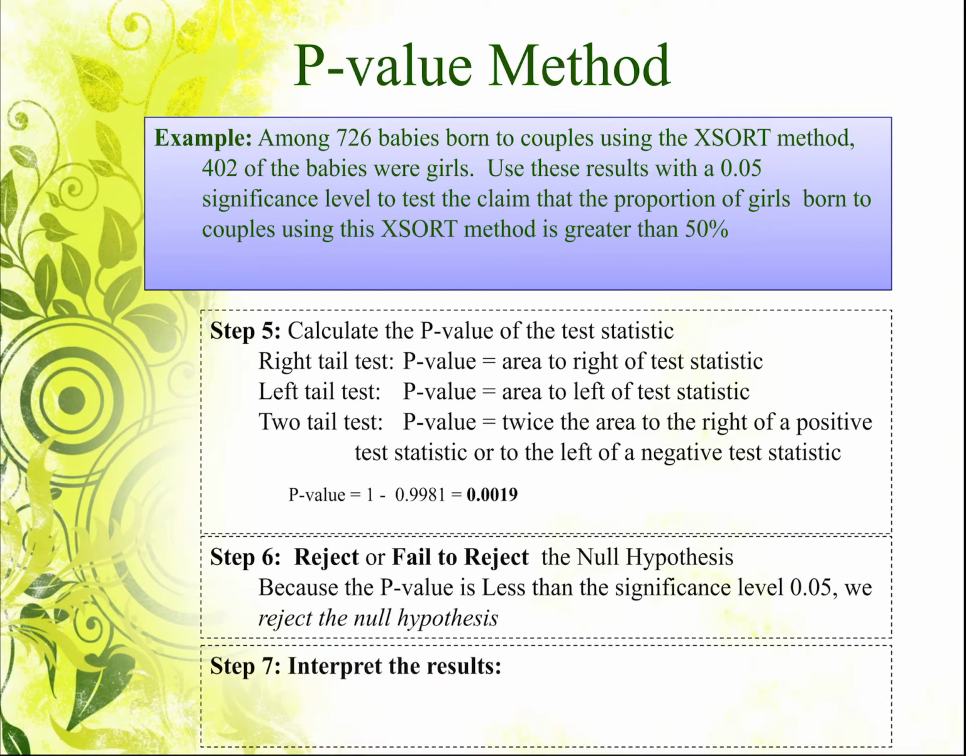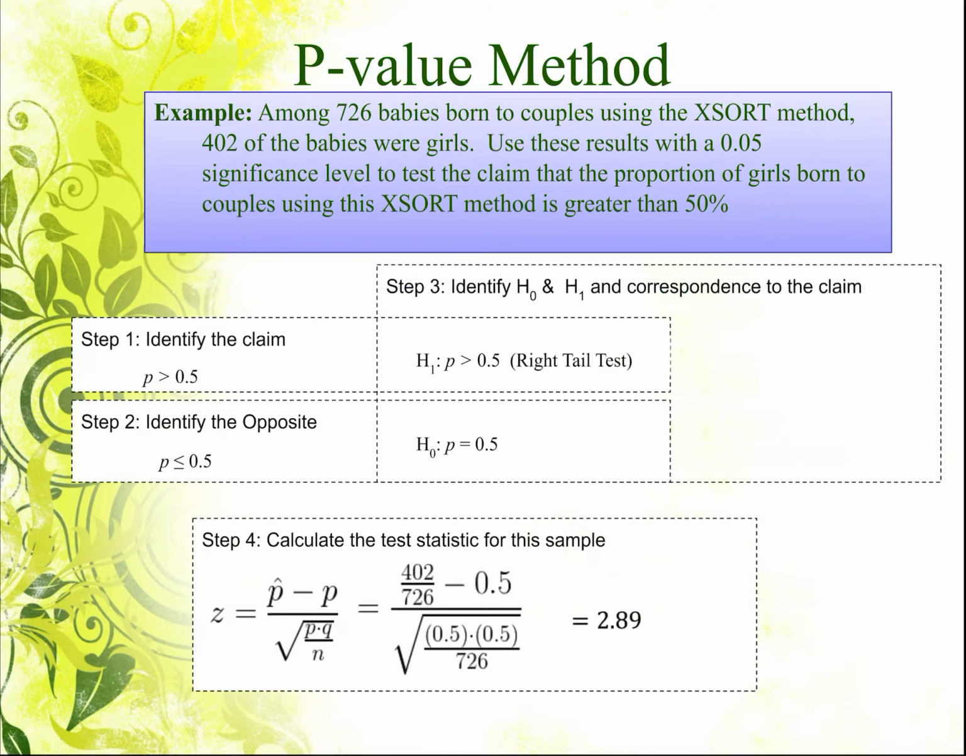Okay, let's interpret these results. Now, in order to interpret these results, I want to go back to the previous slide. So remember, we are rejecting the null hypothesis because the p-value is too low. When we reject the null hypothesis, we're going to cross that out. That means that it supports the claim that p is greater than 0.5. It supports the alternative hypothesis because we rejected the null hypothesis.